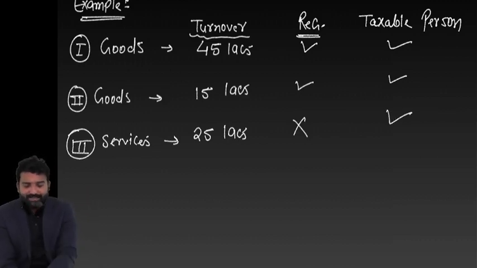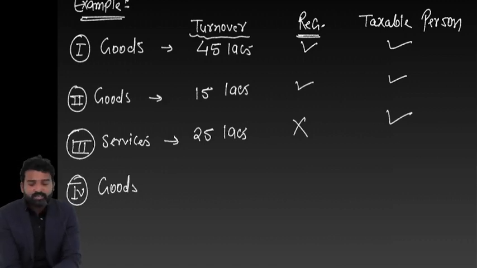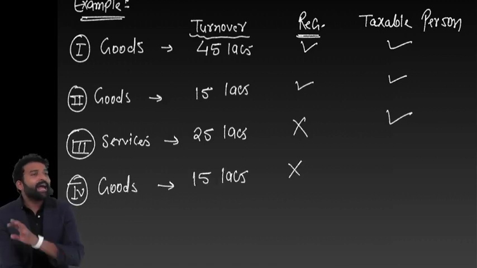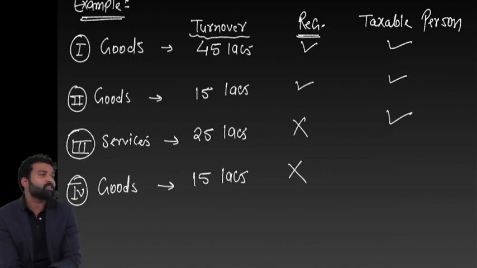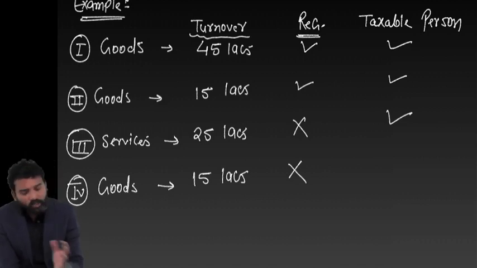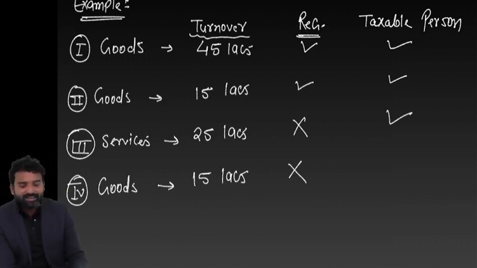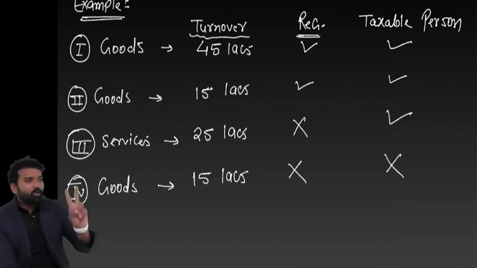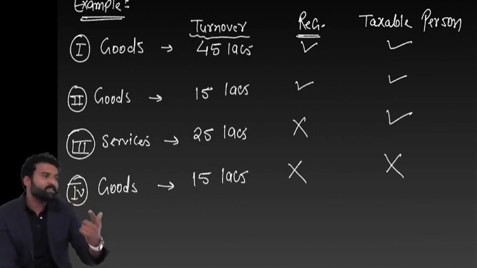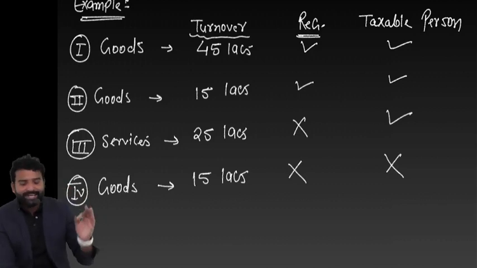Fourth case, I am selling goods. My turnover is 15 lakh and I am not registered. Tell me, am I a taxable person or not? No, because neither am I registered nor am I liable to get registered. So I am not a taxable person. Now everybody got the meaning of taxable person: two inclusions, either the person should be registered or the person should be liable to get registered.